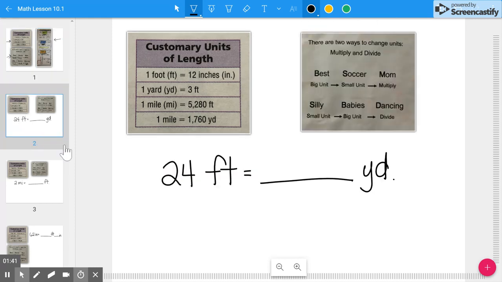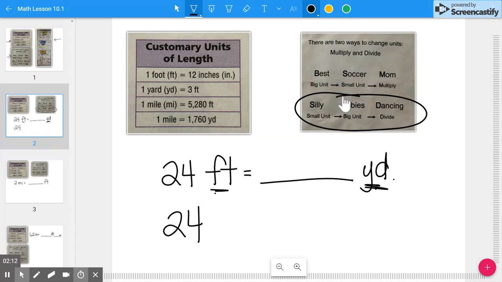My first problem is 24 feet equals how many yards? I always start with, and we need to write down each step, the number that we are given. So the number that we're given here is 24. I'm going to rewrite that number. Now I need to ask myself, am I going from a big unit to a small unit or a small unit to a big unit? Well, I know that a foot is smaller than a yard. So I'm going from a small unit to a big unit. So I'm going to use the silly babies dancing memory device.